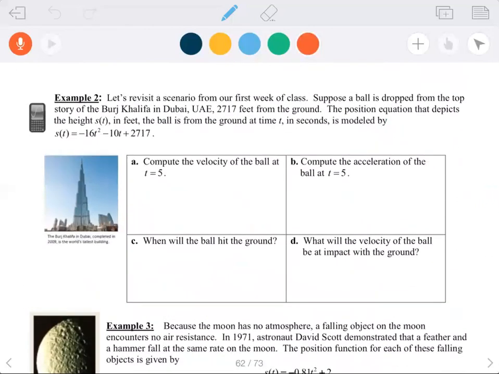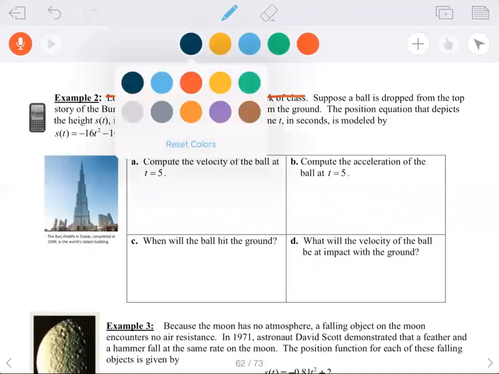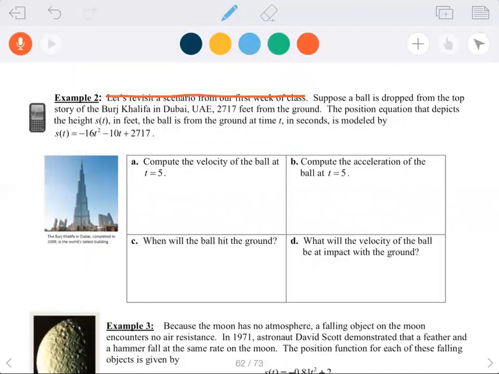It says, let's visit a scenario from our first week of class. I didn't do our first week of class this year. I just jumped in right with limits. The first week generally has some pre-calc stuff and some basic physics stuff, but due to me being worried about time this year, I didn't do that. It doesn't matter. It does matter. It'd be nice if I could have, but it shouldn't affect this higher order derivative stuff.